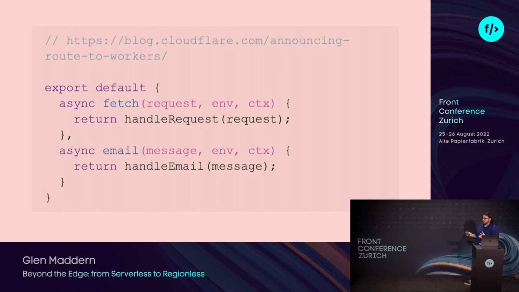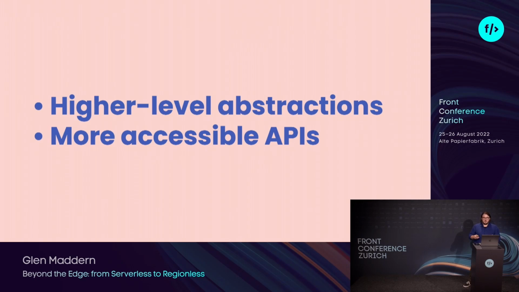the user doesn't care, right? The user just has a fetch handler, an email handler, right? Now I can build whatever I care about because these abstractions are much higher level. So this is a trend I think has already started and will continue. High-level abstractions, more accessible, more people can do this stuff.